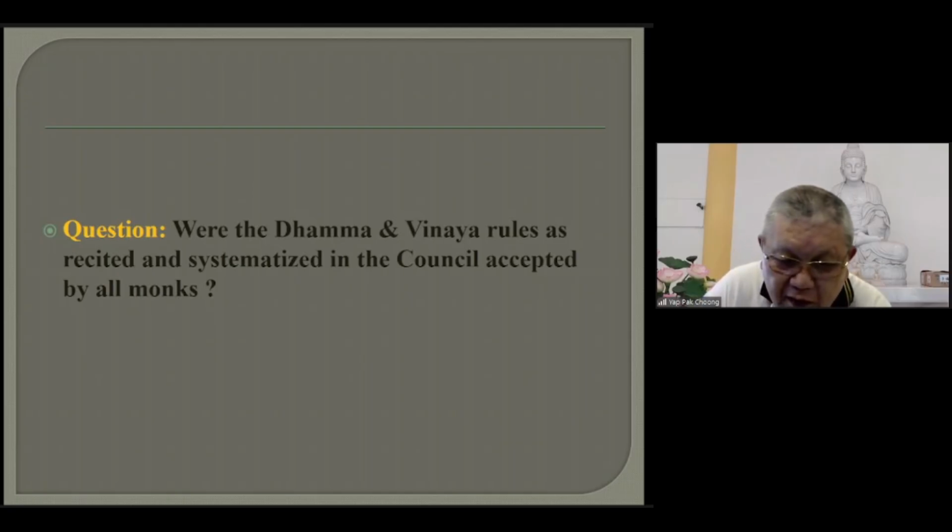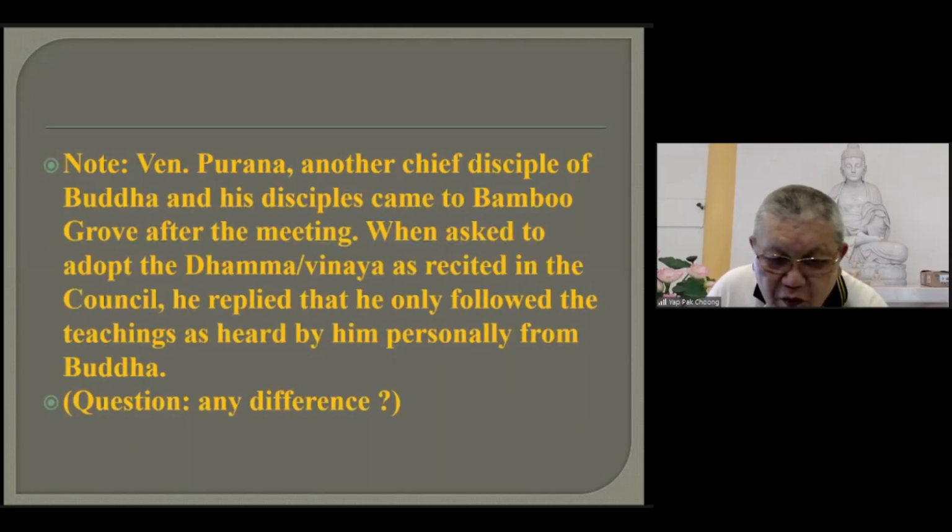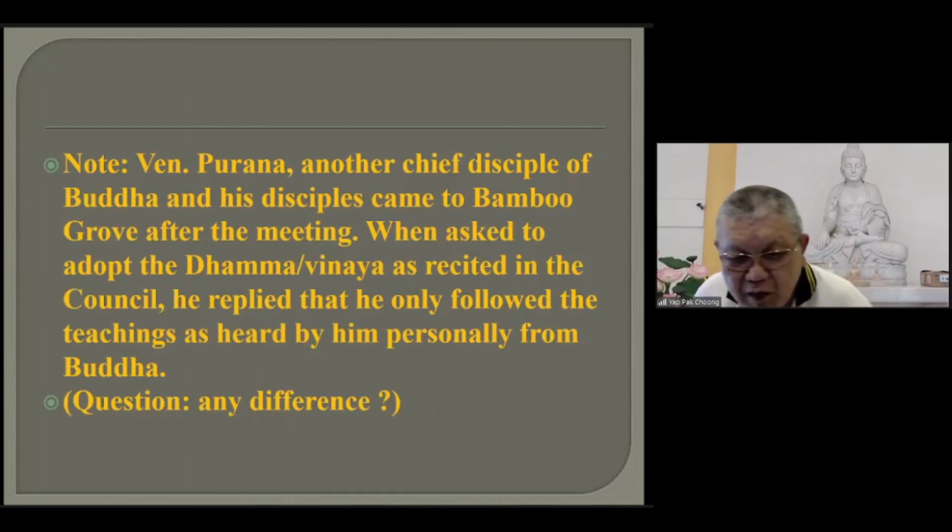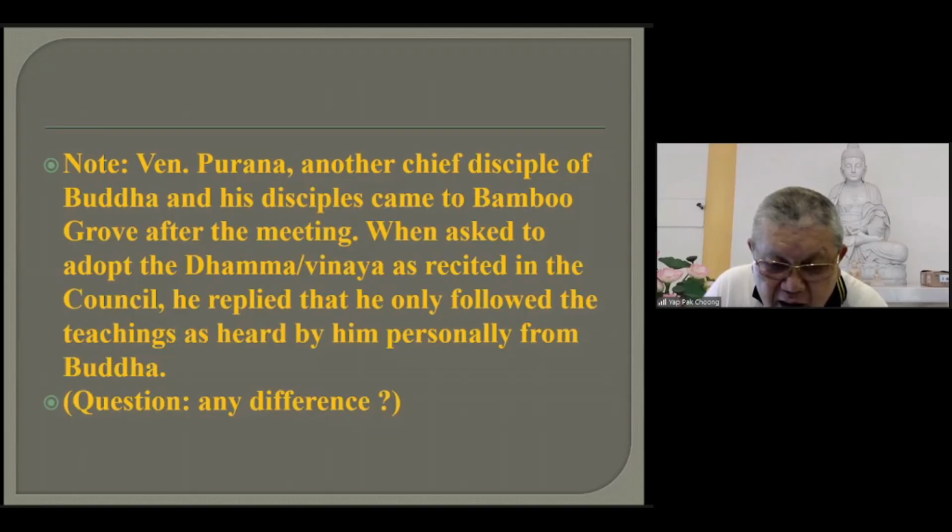One of these is Purana. Venerable Purana was an Arahant, one of the chief disciples of Buddha. When Buddha passed away, he was not there. And during the council meeting, he was not there because he went with his disciples somewhere else. He did not know about this. But by the time he came back to Rajagaha, the meeting was over.